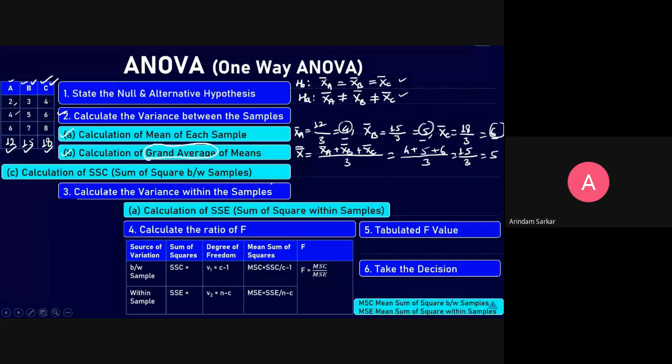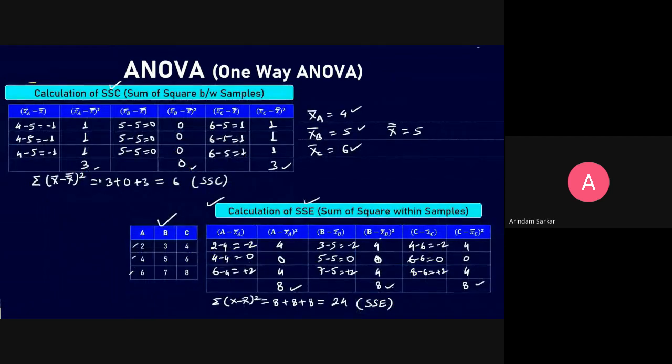Next, calculation of the SSC, the sum of squares between samples. Now how to perform this? Look here. This is the formula: xa bar minus x double bar, which is the global mean. So 4 minus 5 equals minus 1, 4 minus 5 equals minus 1.